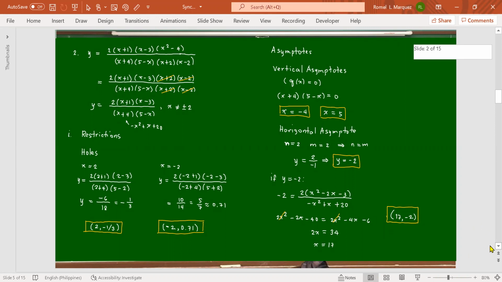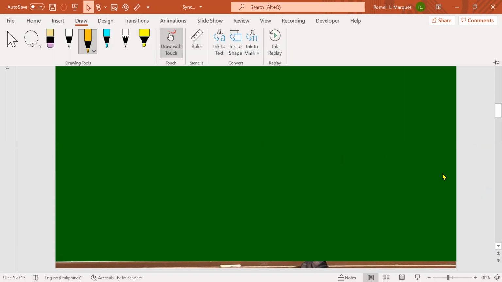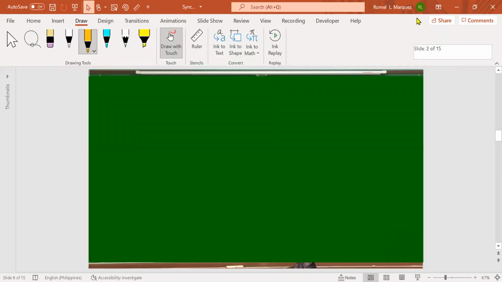Pero horizontal, maari, kung may makukuha kayong point of intersection. Pag wala, halimbawa nawala yung x, walang point of intersection sa horizontal asymptote. Okay, guys? Ano na yung last natin? Guys, we now have regions, no? Well, let's now have the regions.